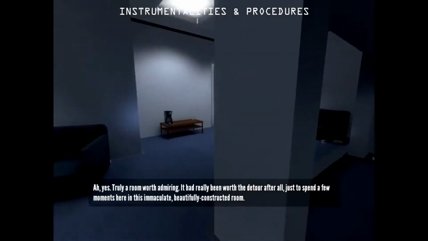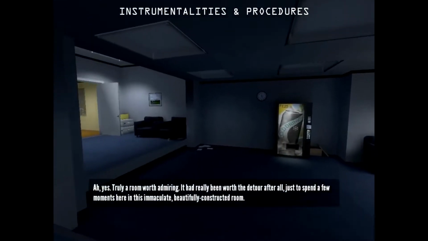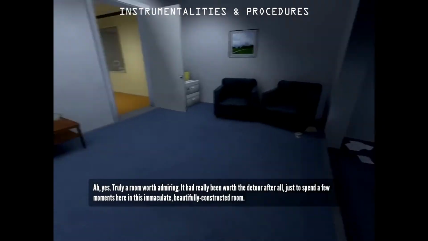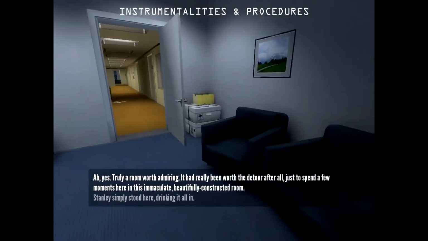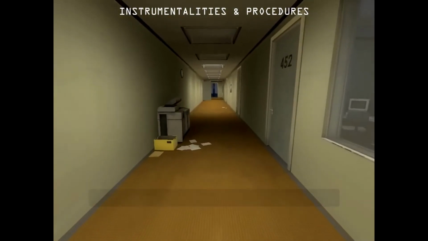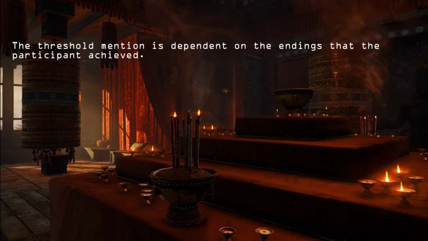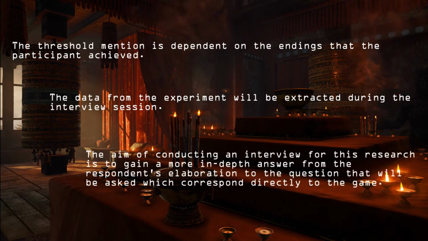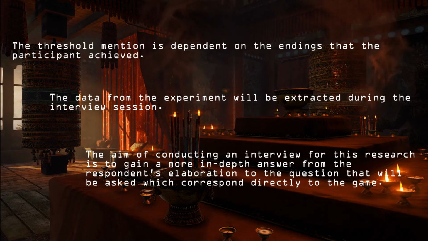As the story progresses, the player is confronted with diverging pathways. The player may disobey the narrator's suggestion, which will then be incorporated into the story. Depending on the choices made, the player will encounter different endings before the game restarts. The threshold mentioned is dependent on the endings that the participant achieved. The data from the experiment will be extracted during the interview session. The aim of conducting an interview for this research is to gain a more in-depth answer from the respondent's elaboration to the questions that will be asked, which correspond directly to the game.